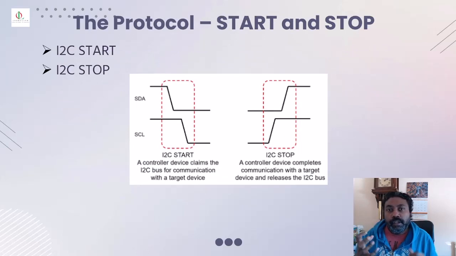So the protocol in I2C works with a start and a stop condition, and the first one is the I2C start. I2C start is when the serial data transitions from high to low, and the serial clock also follows and goes from high to low. This is a start condition. The stop condition is the other way. The SDA will go from low to high, and the SCL will follow the data line and also go from low to high. So high to low is a start and low to high is a stop condition. That's the basic difference.